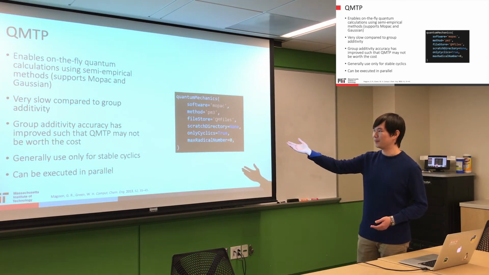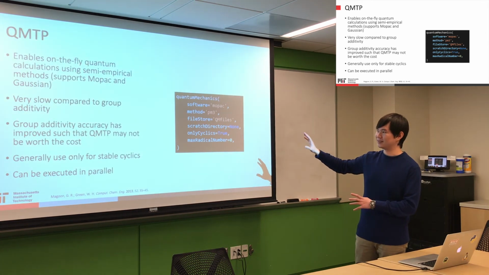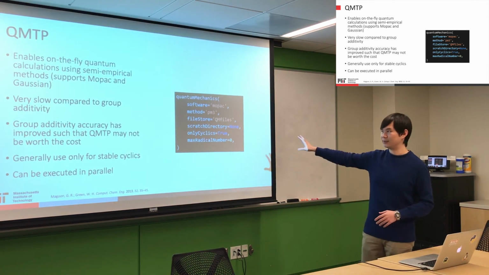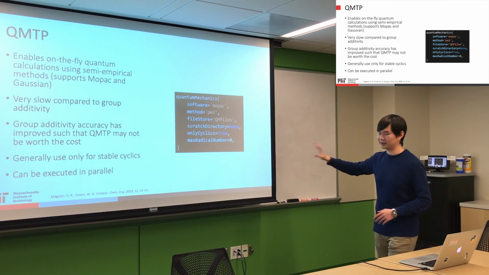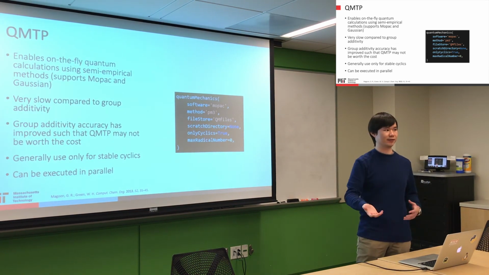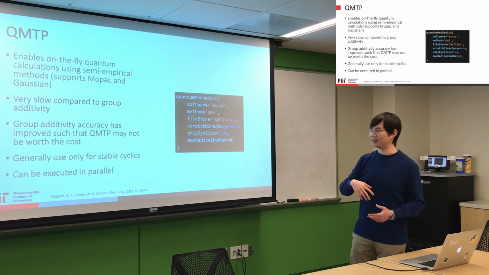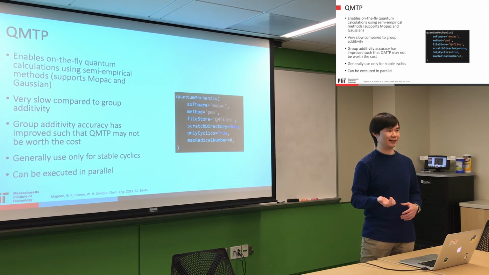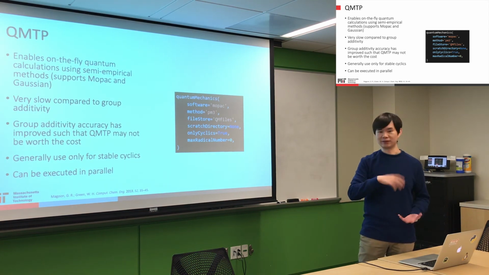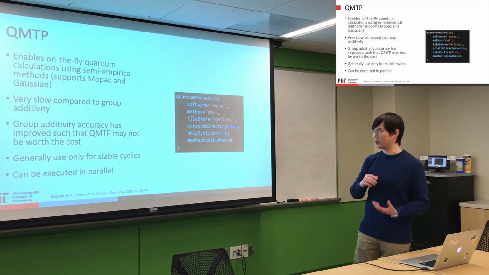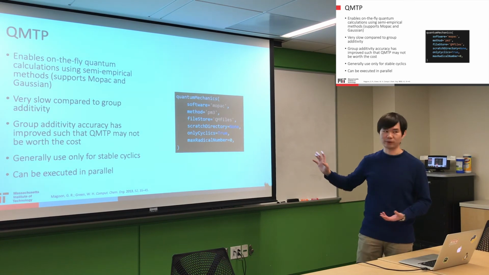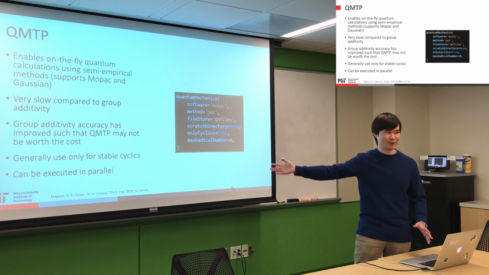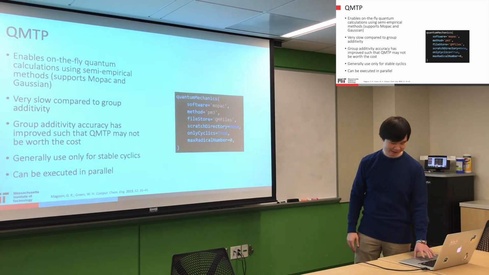In general, we don't necessarily recommend using this now because group additivity accuracy has improved a lot. QMTP was originally intended for cyclic species where we couldn't get the ring strain correct, but we have since added a lot of polycyclic heuristics to group additivity to improve our ring strain estimation. So in most cases, QMTP is probably not worth the cost of running it. But you can run it in parallel now, which does help on that front.